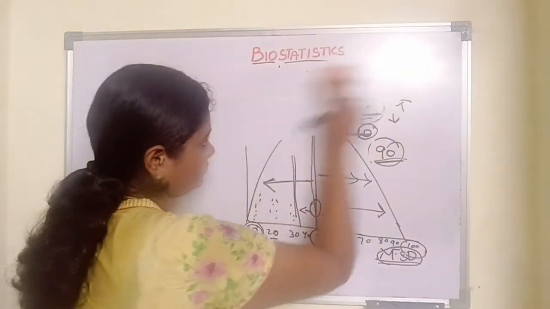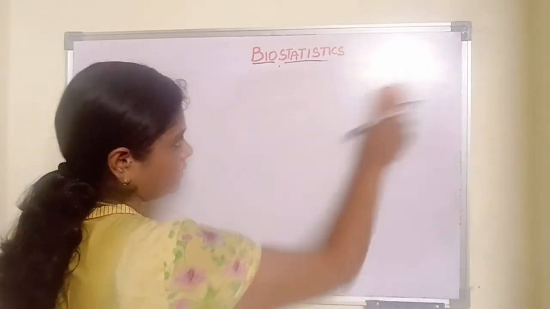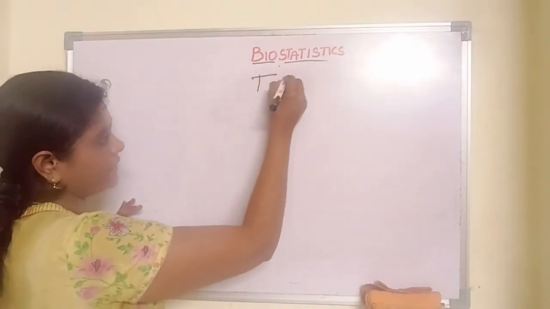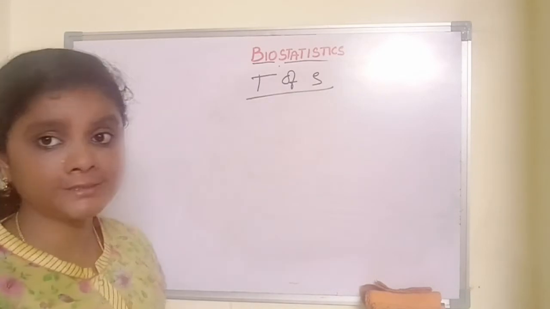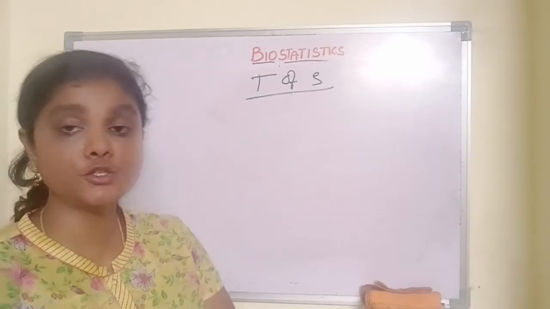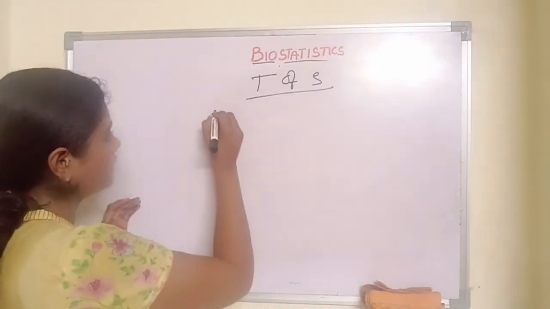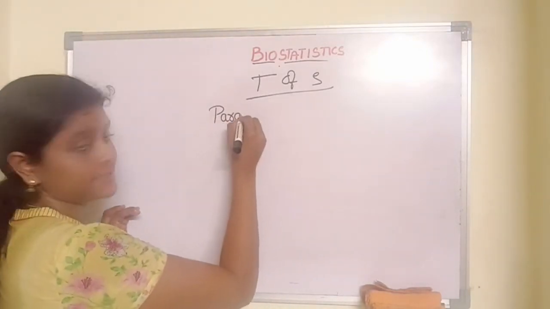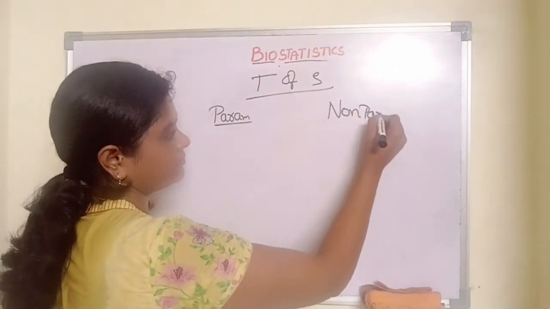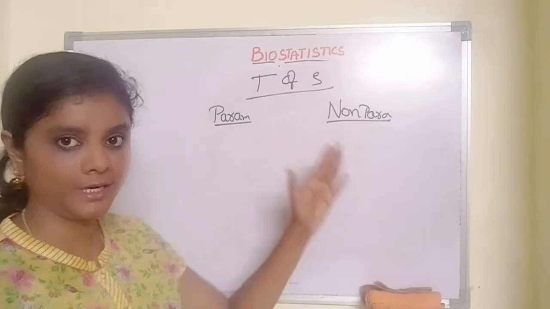Now, the other important area of biostatistics is tests of significance. These tests will tell us whether the given null hypothesis is true or false. Okay. So what are the different tests of significance? They are parametric tests and non-parametric tests. So what are the two types of tests? Parametric tests and non-parametric tests.